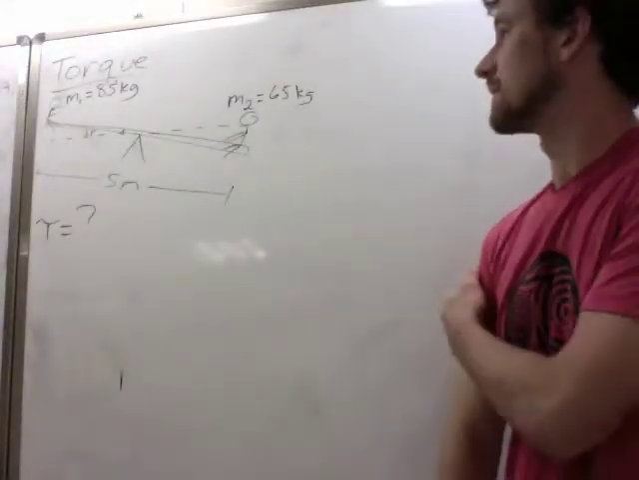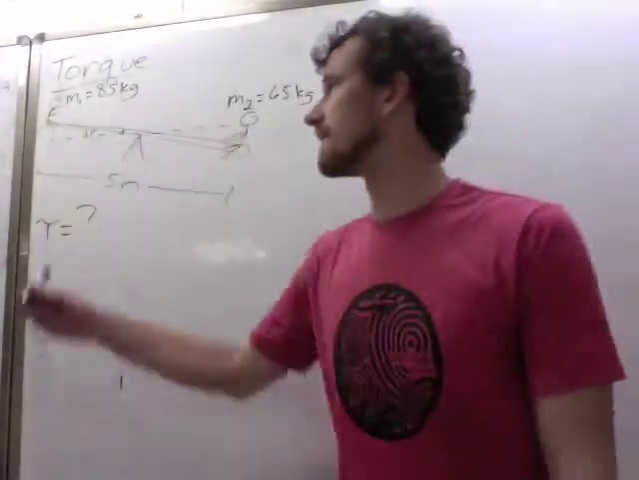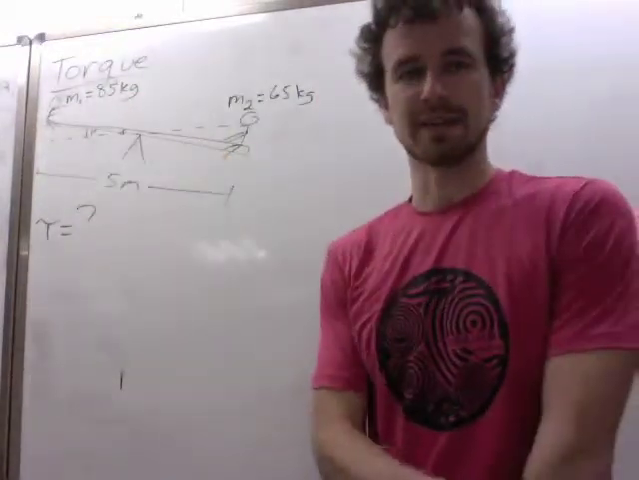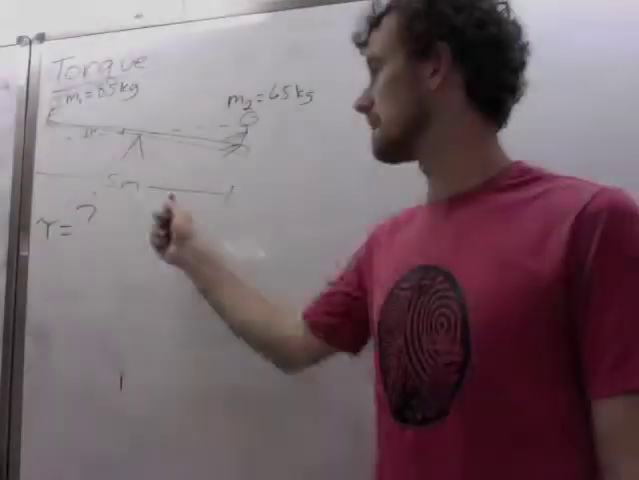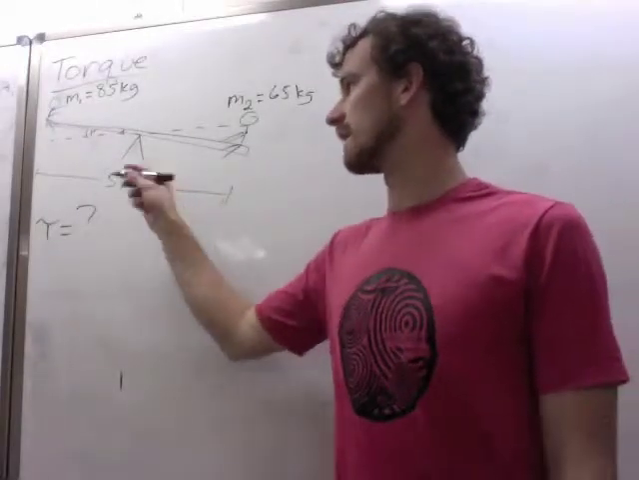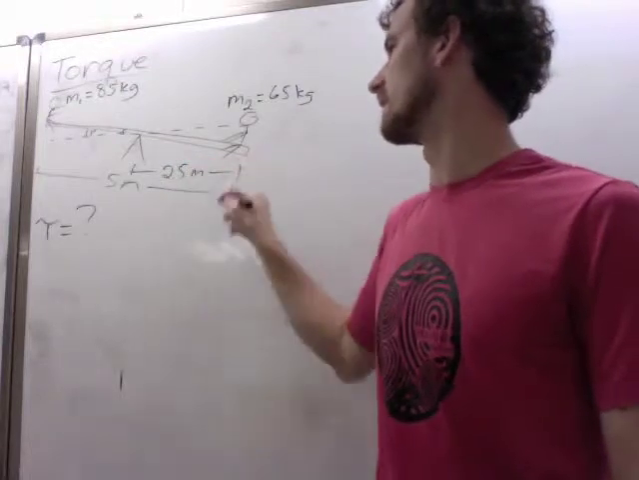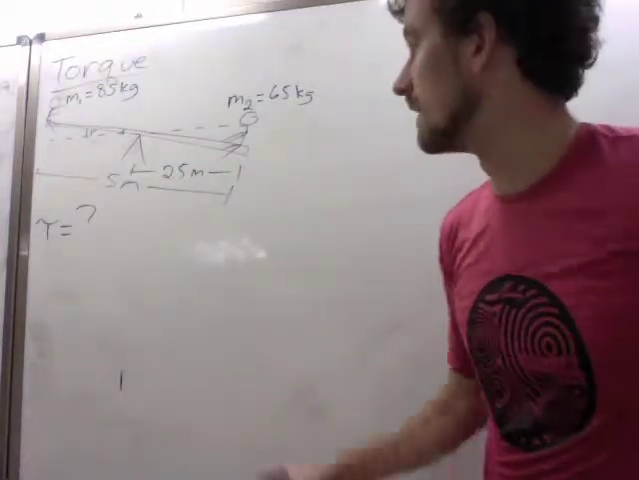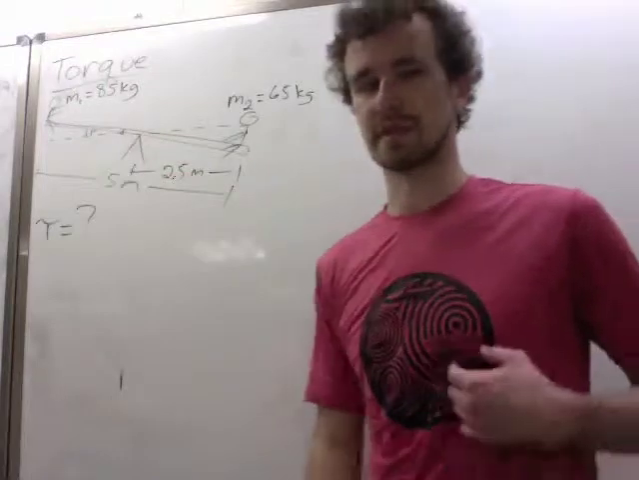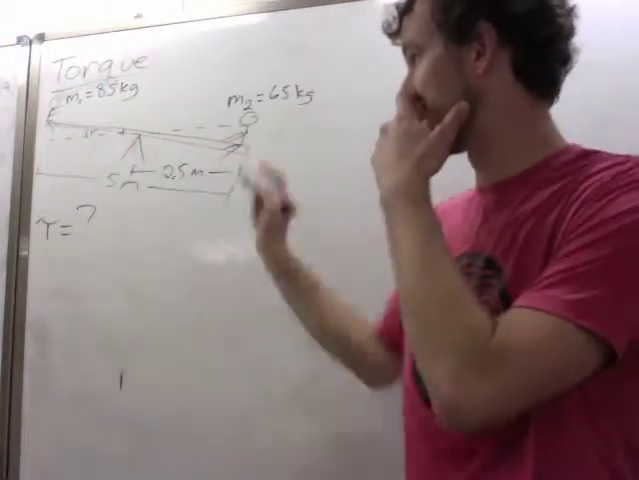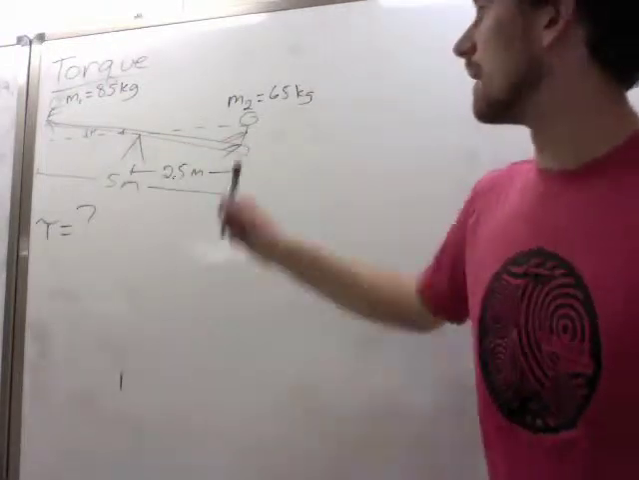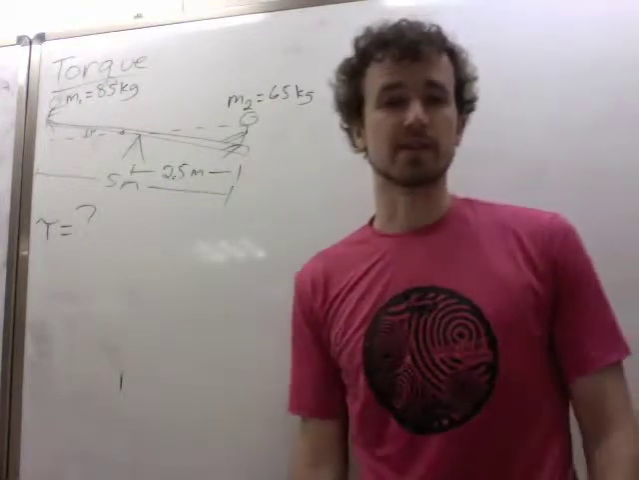Now let's take one more example here. Here we've got two people on a teeter-totter. This person has a mass of 85 kilograms. This person has a mass of 62 kilograms. This teeter-totter is 5 meters long, and we'll say that the fulcrum, where the teeter-totter rotates around, is halfway down, so that's 2.5 meters from the middle to the end. And we're going to say the only force acting here is gravity.